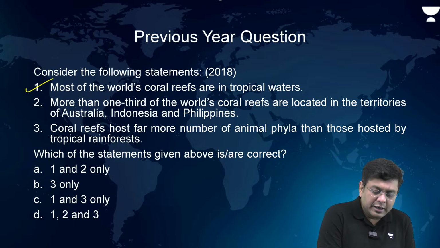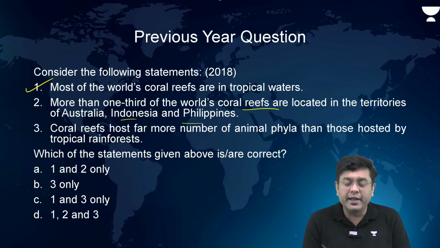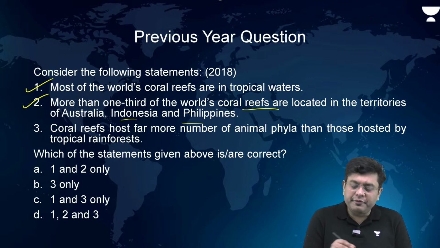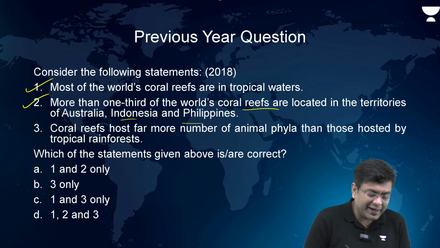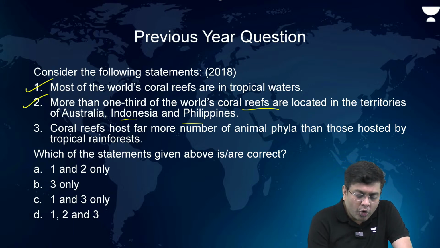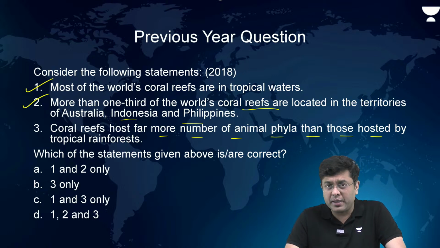That is correct. Now, more than 1/3 of the world's coral reefs are located in the territories of Australia, Indonesia, and Philippines. This is also correct. That is very much a part of the coral triangle. Now, third statement is a bit controversial statement. Coral reefs host far more number of animal phyla than those hosted by tropical rainforest.